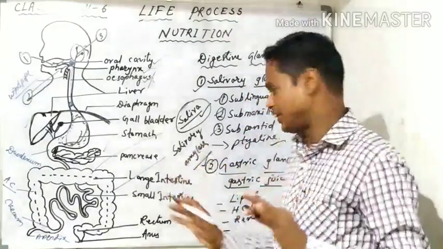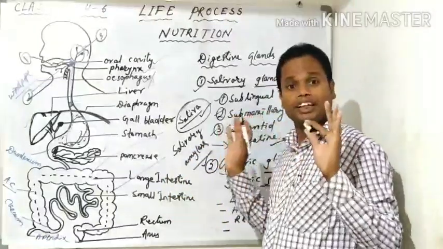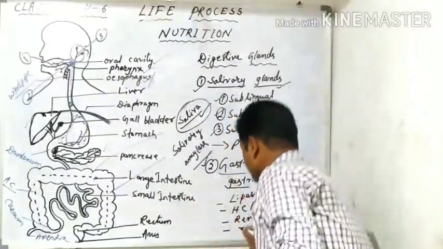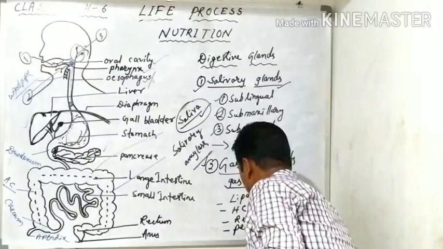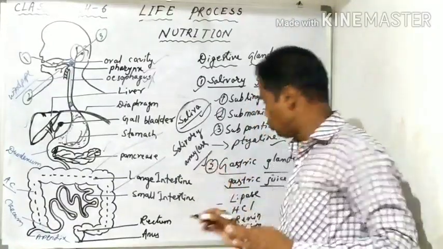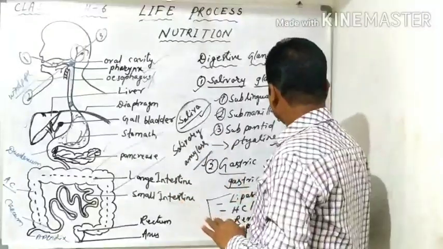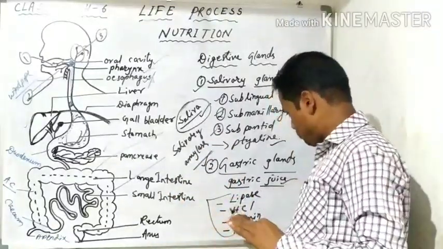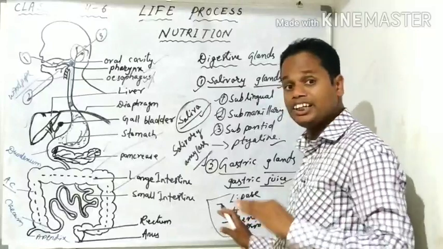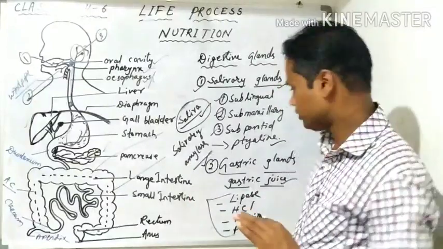and pepsin. These four types of secretions are present in gastric juice: lipase, HCl, renin, and pepsin. Okay.